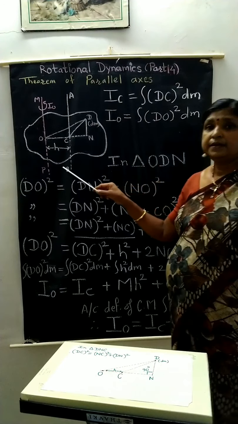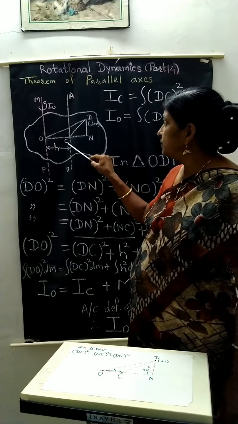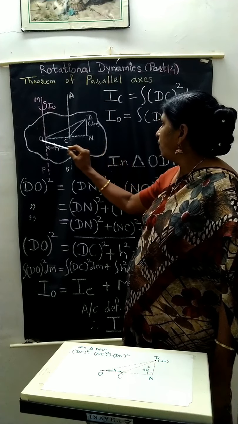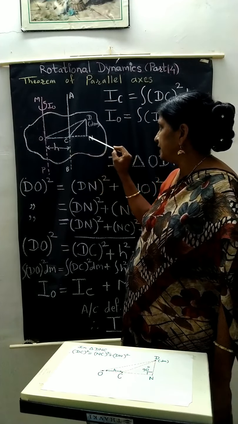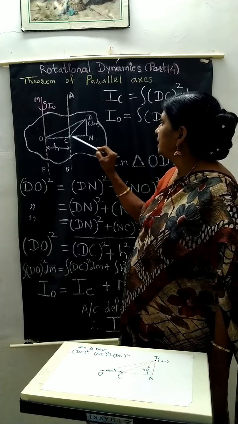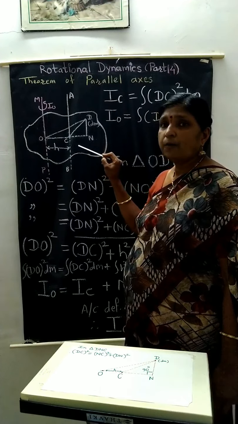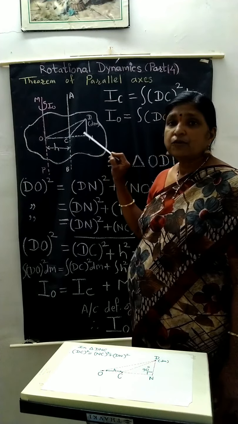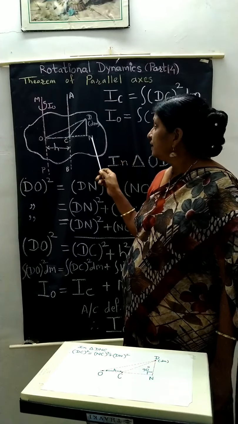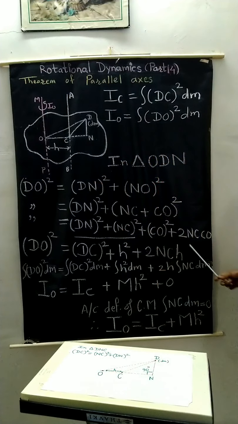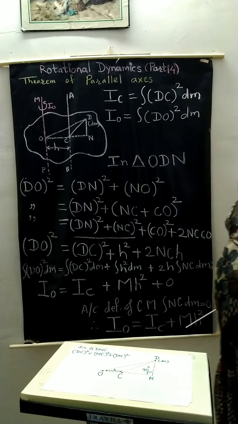It may be considered that C is the origin, and if this OC, that is ON, is the x-axis, then this NC is the x-coordinate of the center of mass, and the x-coordinate of the center of mass is 0. Therefore, this integral comes out to be 0. Therefore, we get the result as IO is equal to IC plus MH square.